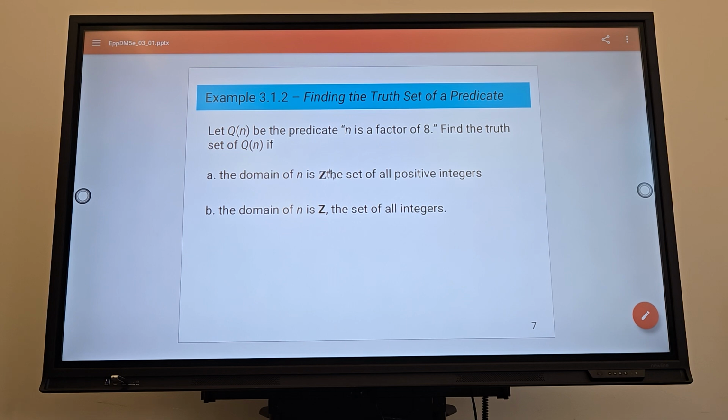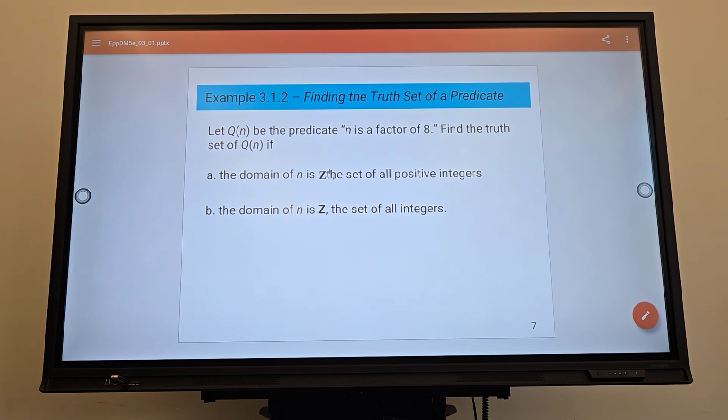So let Q be the predicate, n is a factor of 8. Find the truth set of Q of n if the domain of n is positive integers, and if Z is the set of all integers.